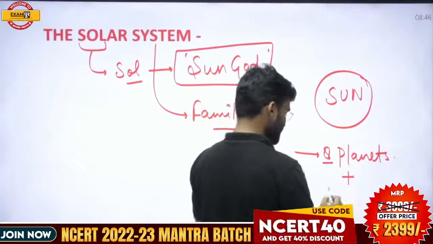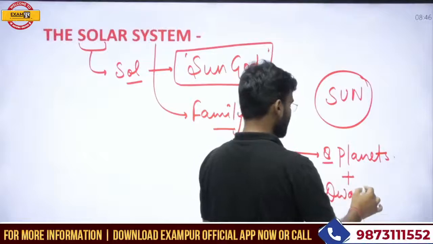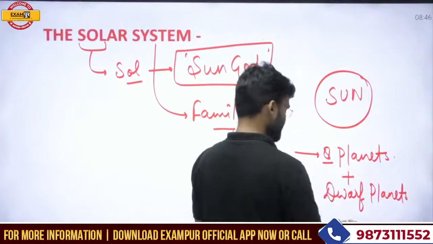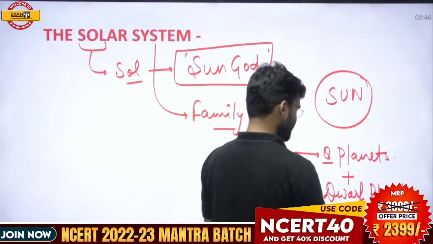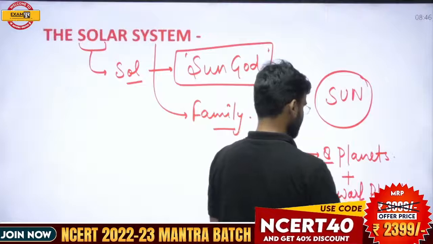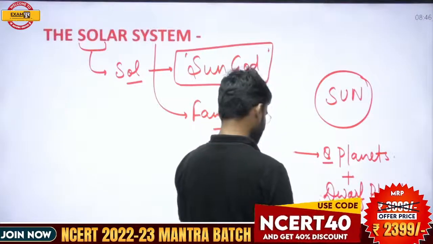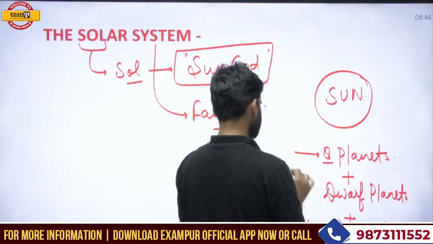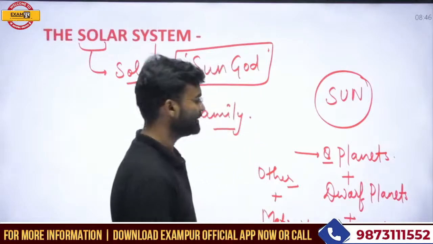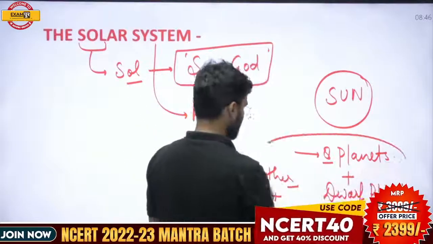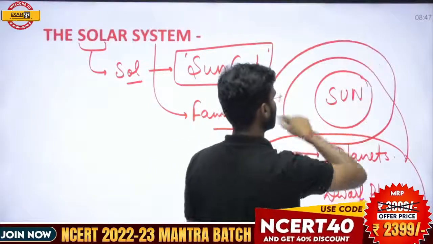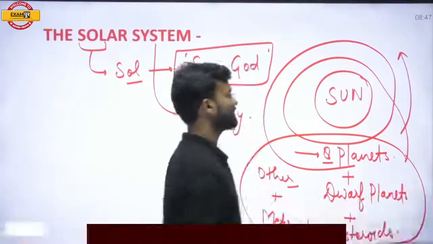8 planets plus some dwarf planets, some asteroids, some meteoroids, and some other particles are located and revolving around the sun. All these celestial objects are revolving around the sun.